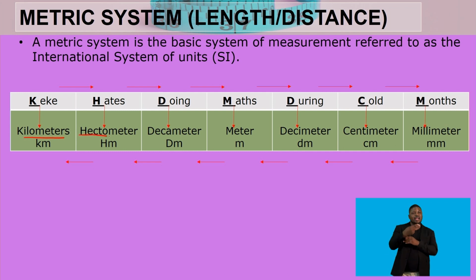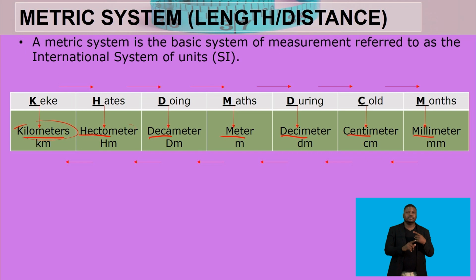We also have hectometers, decameters, meters, decimeters, centimeters, and millimeters. Some of these units we hardly ever hear of, but it doesn't mean that they do not exist. So in general we've got 7 units that we can use to express any distance or length. Kilometers is number 1, hectometers 2, decameters 3, meters 4, decimeters 5, centimeters 6, and millimeters 7.